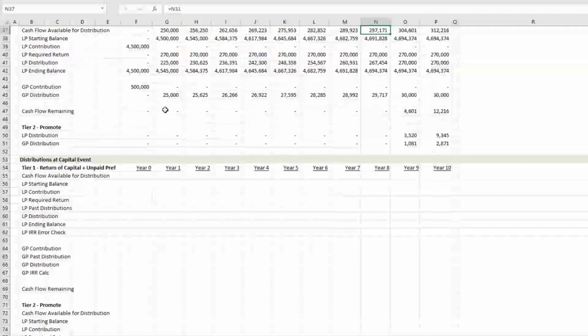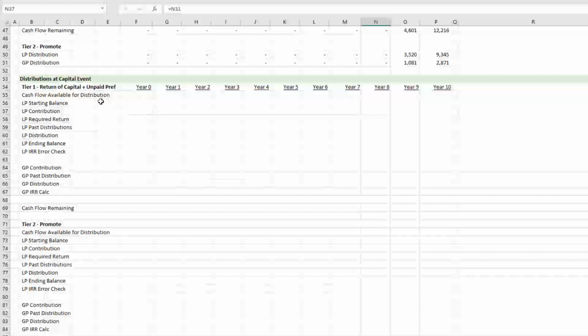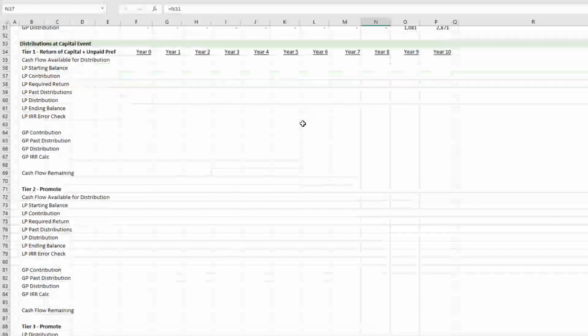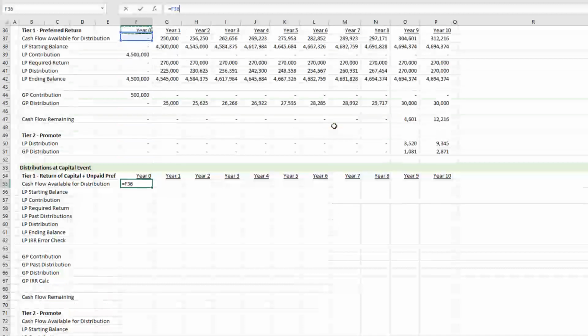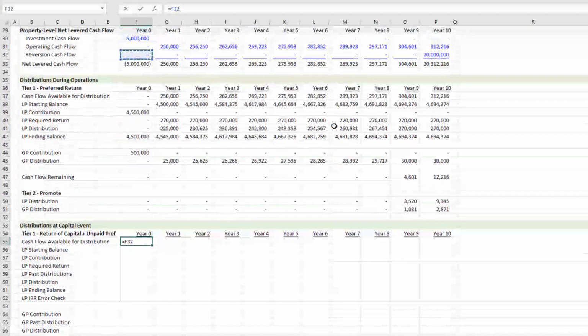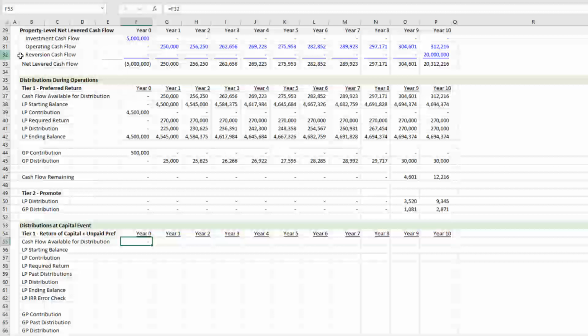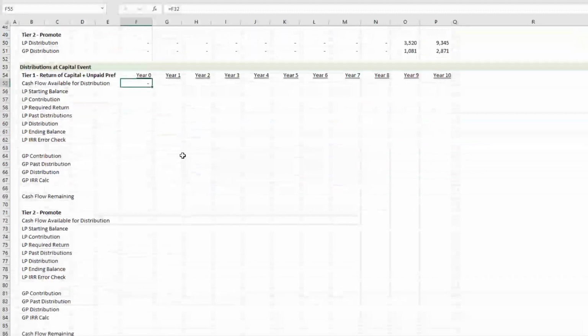Now let's move to the more complex half of this, the waterfall at capital event. Now some of this is similar. We start here, cash flow available for distribution. Well, what's available at a capital event? Whatever the cash flow is from our reversion cash flow. So we link to that row 32.